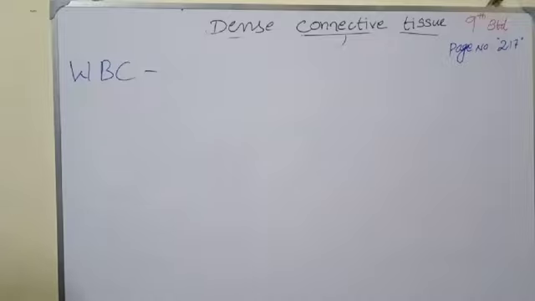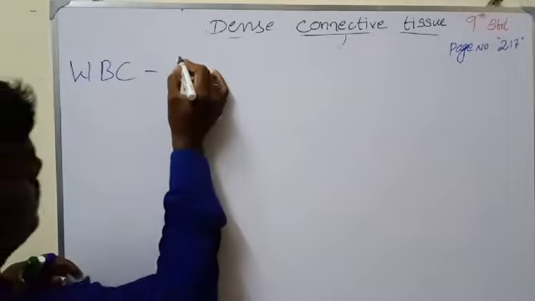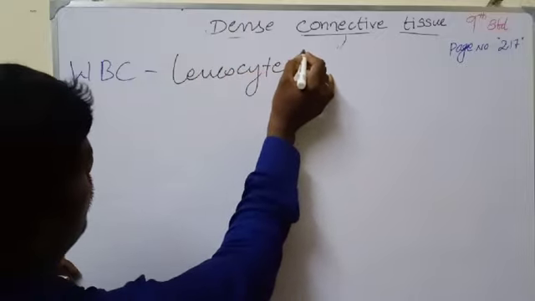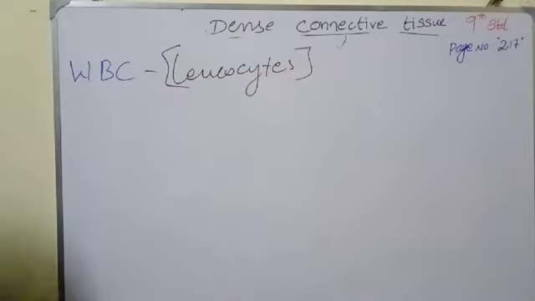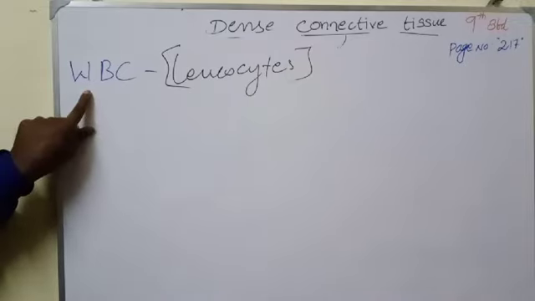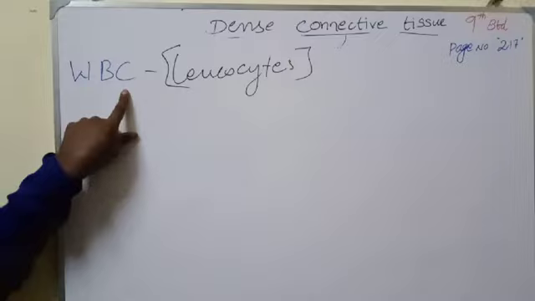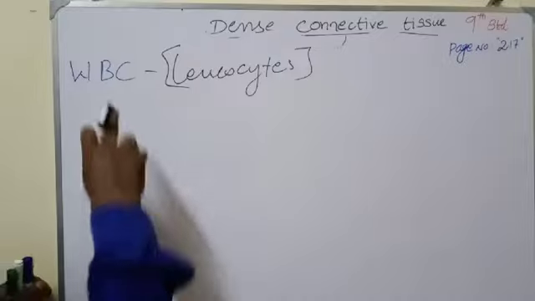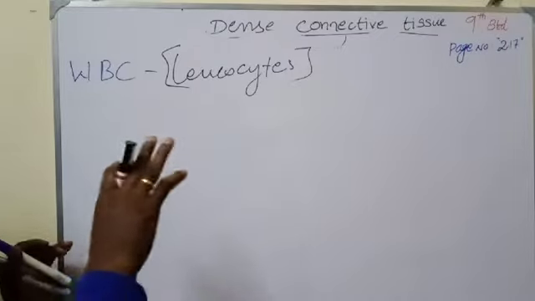WBC is otherwise called what? Leukocytes. See, WBC means white blood cells: W for white, B for blood, C for cell. They are larger in size, contain a distinct nucleus and are colorless.